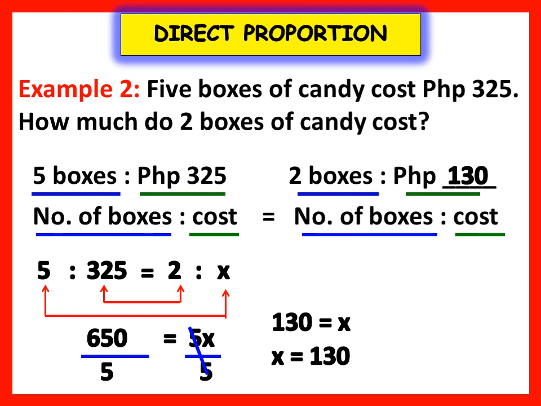So again, if we are going to analyze, 5 becomes 2. That is decreasing. 325 becomes 130. Of course, that is decreasing. And in direct proportion, if the two variables are both increasing at the same rate or both decreasing at the same rate, that is direct proportion. Okay?